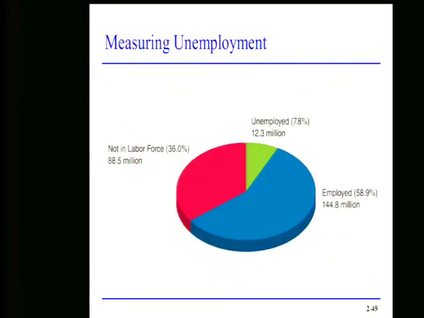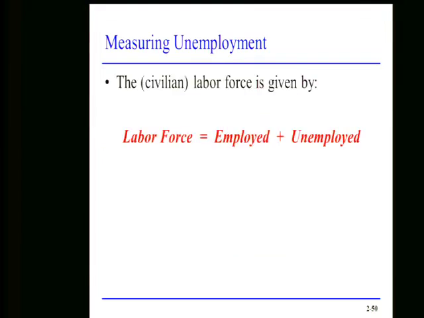So this is the way the adult population looked in 2013. Notice not in the labor force is more than a third of the adult population. Almost 60% are employed, and about 8% were unemployed. So our definition of the civilian labor force, then, is everybody that has a job and everybody who's officially unemployed.